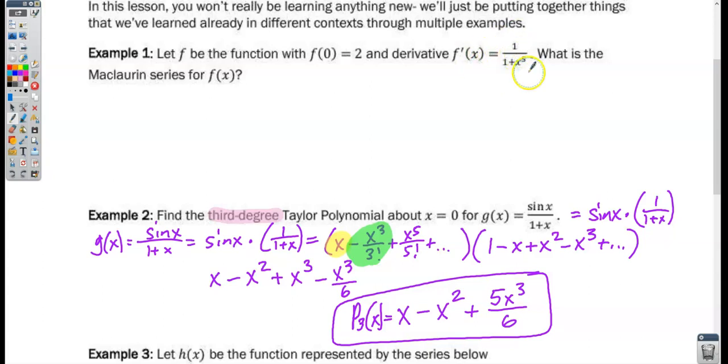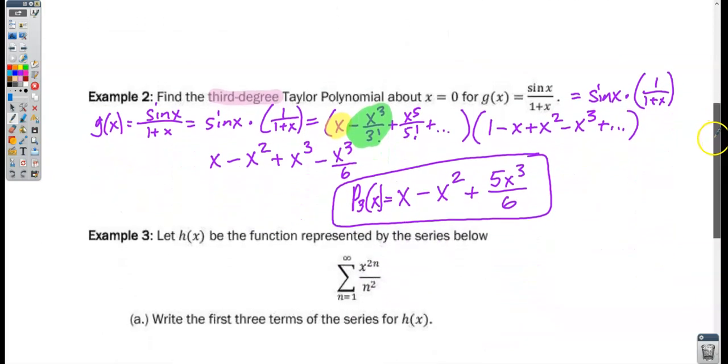For this one, the interval of convergence for sine of x is all real numbers, the interval of convergence for 1 over 1 plus x is from -1 to 1. That means that this polynomial, if we expanded it out into a series, it would converge from -1 to 1, the lesser of the two intervals of convergence.